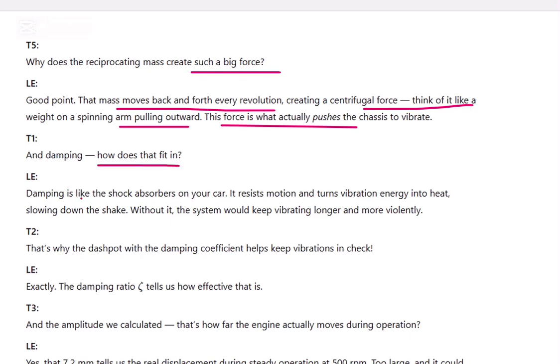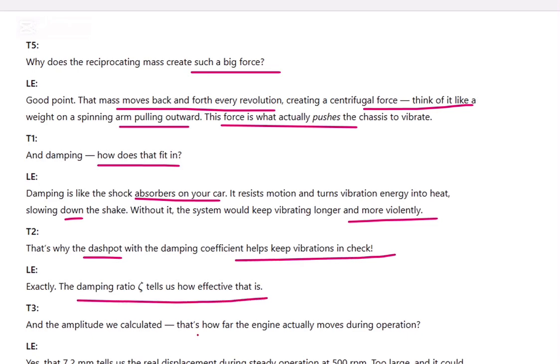Damping is like a shock absorber on your car. It resists the motion, turns the vibration into heat, slowing down the shake. Without it, the system would keep vibrating longer and more violently. That's why the damping coefficient helps keep vibrations in check. The damping ratio tells us how effective that is.